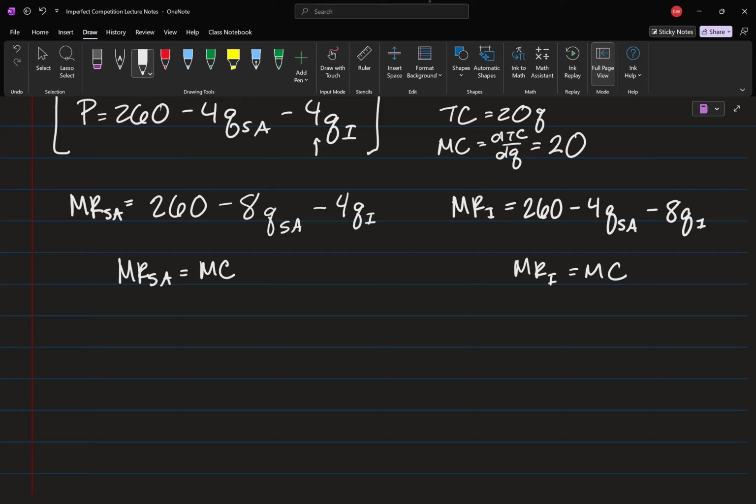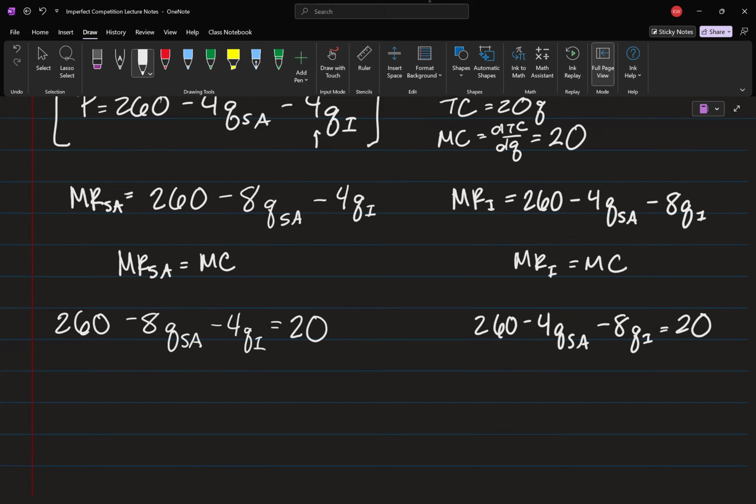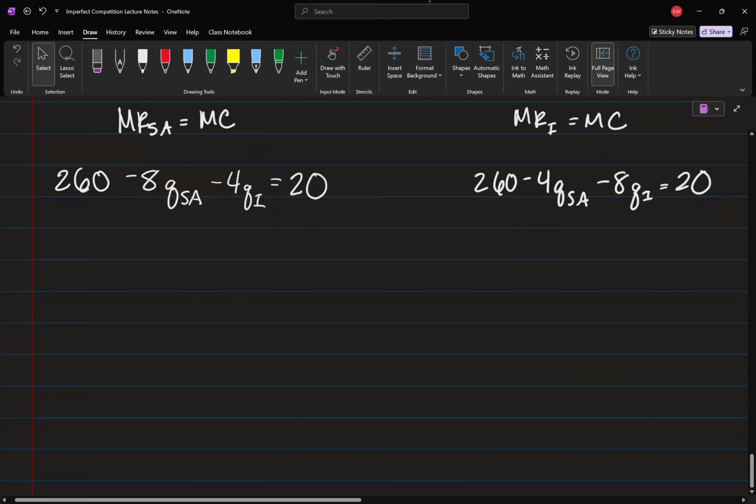So for Saudi Arabia, we're going to have their marginal revenue equal to their marginal cost. So we'll have 260 minus 8 times the quantity that Saudi Arabia produces minus 4 times the quantity Iran produces equal to 20. Okay. And similarly for Iran, we're going to have their marginal revenue equal to their marginal cost. So we'll have 260 minus 4 times the quantity Saudi Arabia produces minus 8 times the quantity Iran produces equal to 20.